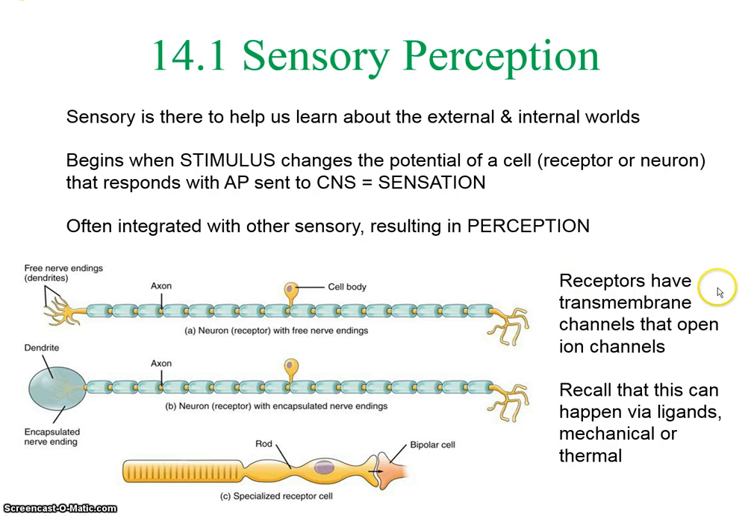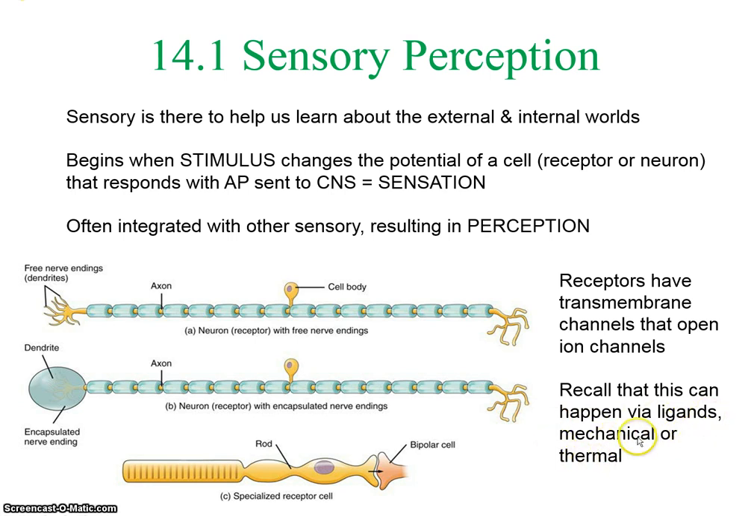So receptors, which are our sensors, have these ion channels that open, because that's how you start an action potential, and that's what we said, we have to change the potential of the cell. And this can happen also through ligands, mechanical or thermal, as I've already mentioned.